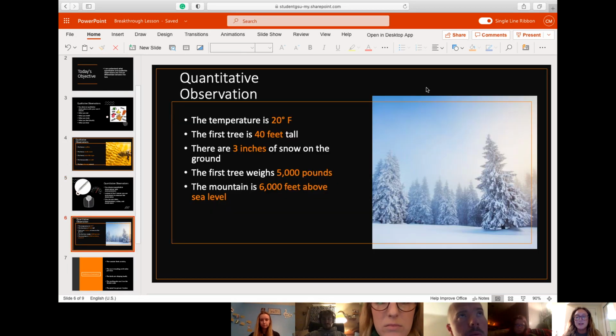So we're going to look at this snowy mountaintop here and make some quantitative observations about it. Okay, so the temperature is 20 degrees Fahrenheit. The first tree in the front there is 40 feet tall. There are 3 inches of snow on the ground. The first tree weighs 5,000 pounds. Can anyone tell me what tool we would use to find that 5,000 pound number? A scale. Yes, a scale. Awesome. Thank you. And lastly, the mountain is 6,000 feet above sea level. That would be our last quantitative observation.